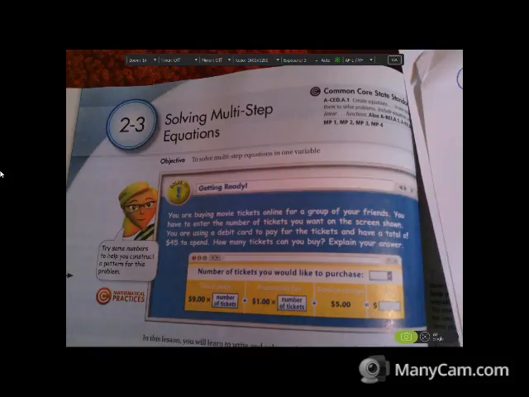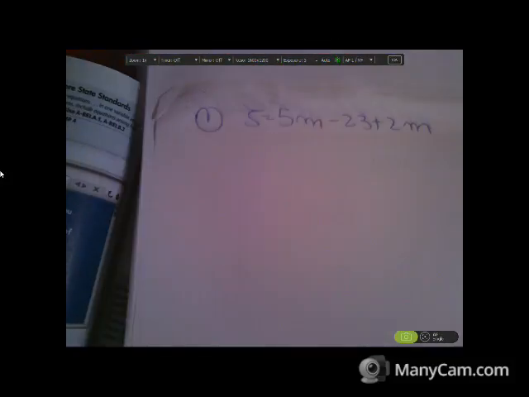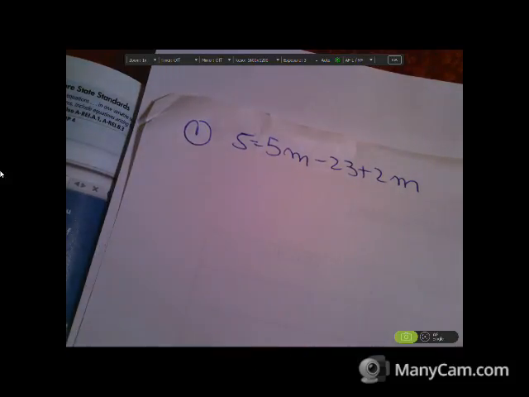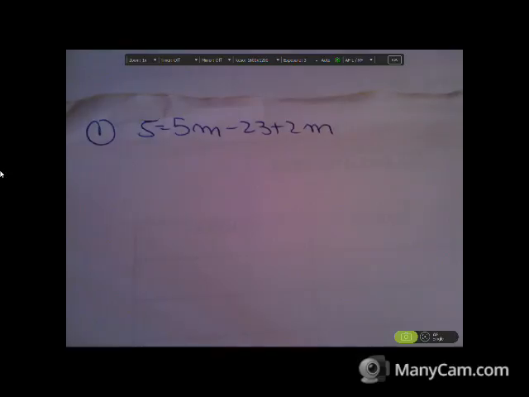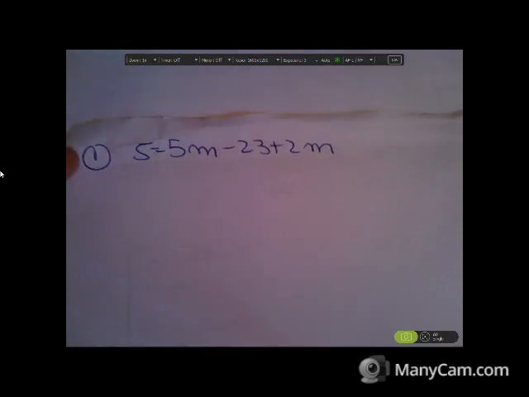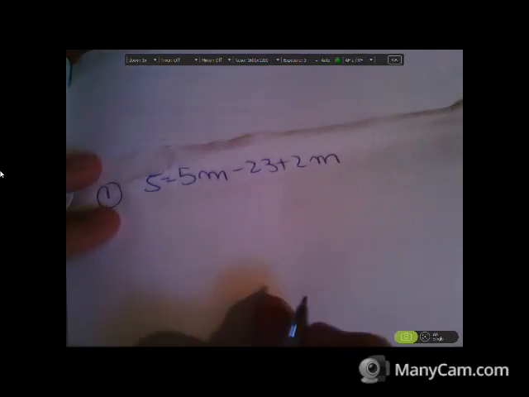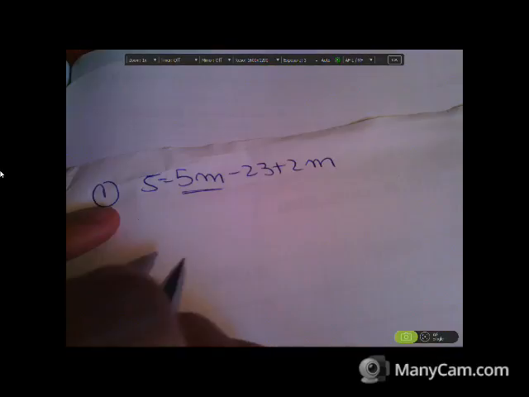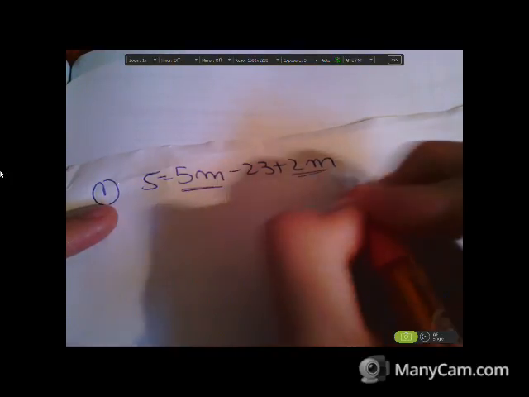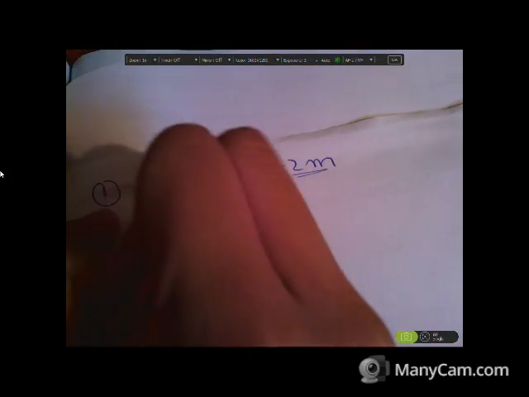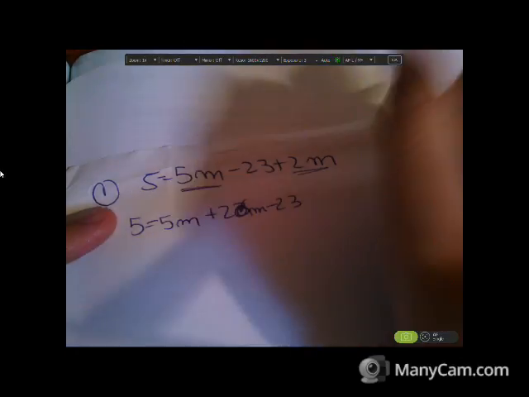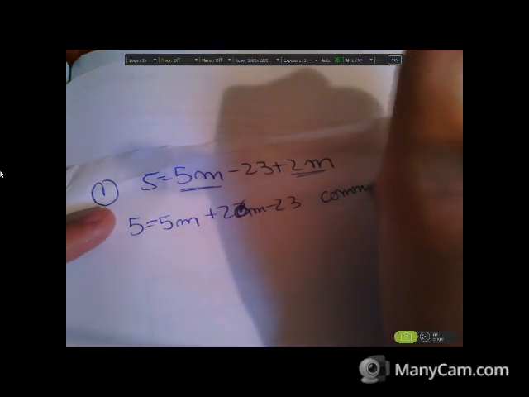So the first problem states, we want the solution to 5 equals 5m minus 23 plus 2m. So this is stating that we want to solve for m. First things first, I notice there's a 5m here, and I'm looking for any other term that has an m, which is 2m. So I want to switch that around. This should be 2m minus 23. And what we did was the commutative property of addition.